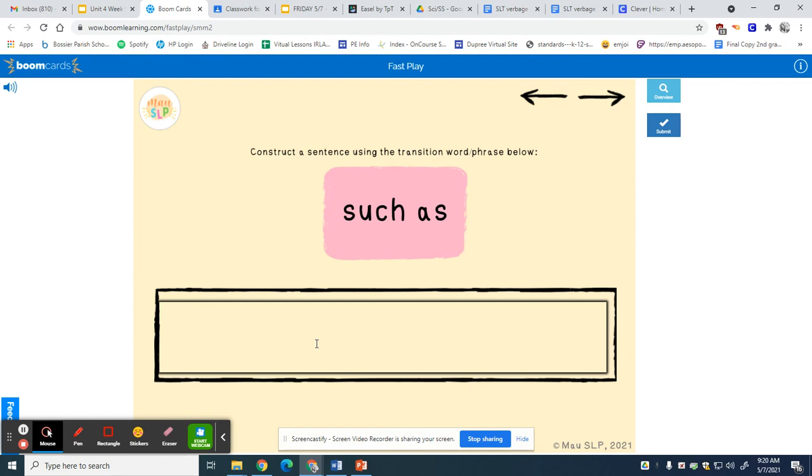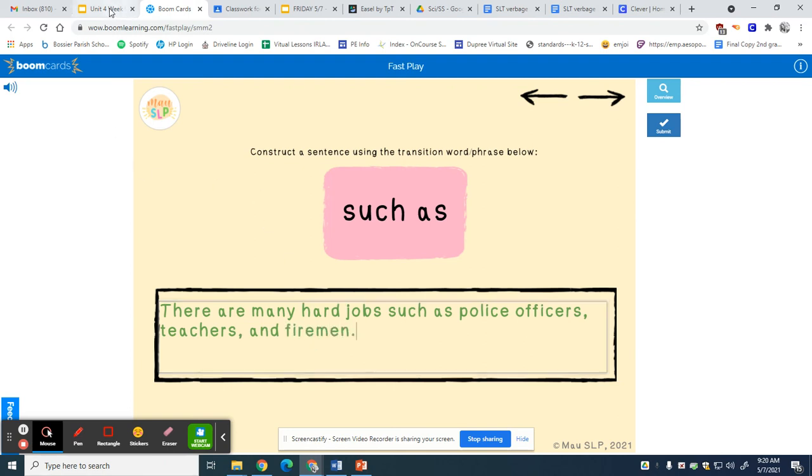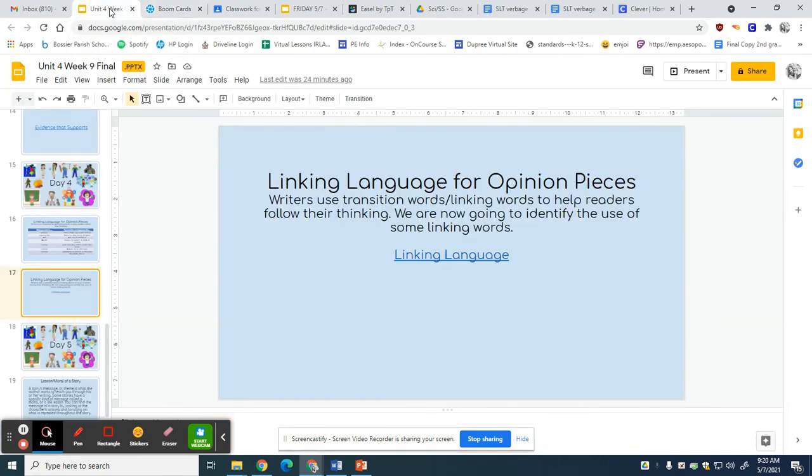Let's see, I could say, there are many hard jobs, such as police officers, teachers, and firemen. All right, so those are just a couple of examples of how we can use the phrase in our writing and the purpose of it.